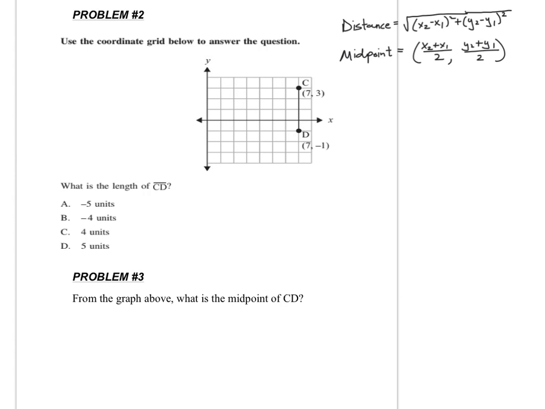Okay, problem number 2 and number 3 are here. Again, you're using the grid to answer the two questions. First question is, what is the length of segment CD? Here's segment CD for you. They want to know what is the length. Okay, and then problem number 3, from the same graph up above here, we want to know what is the midpoint of CD. So, teachers, if you would please, hit the pause button and give your students an opportunity to calculate these questions, and I'll be back in just a second to look at the answer.